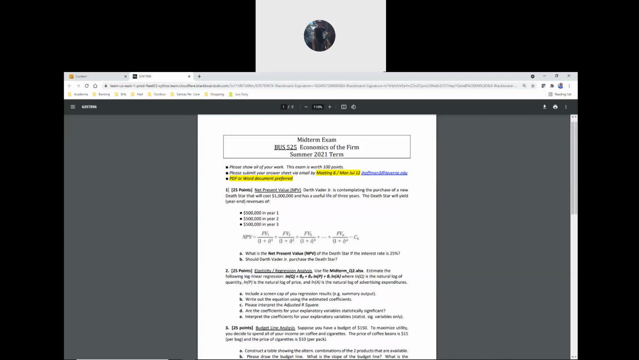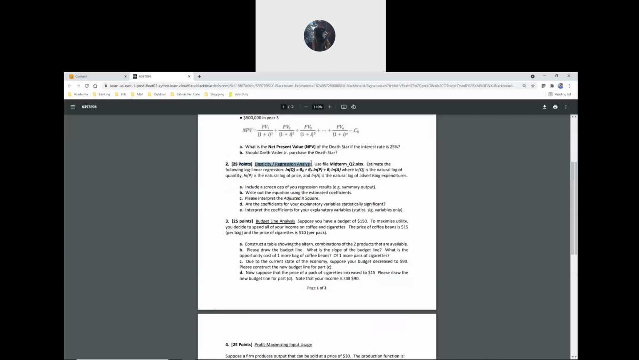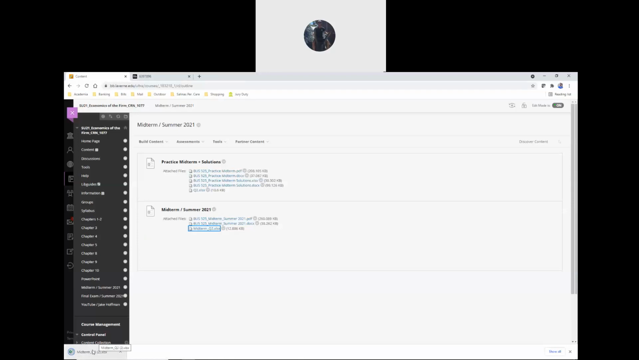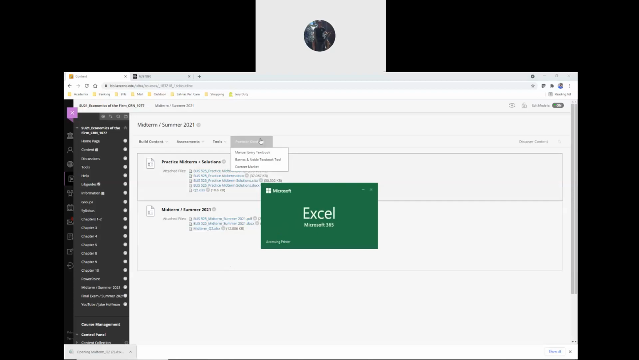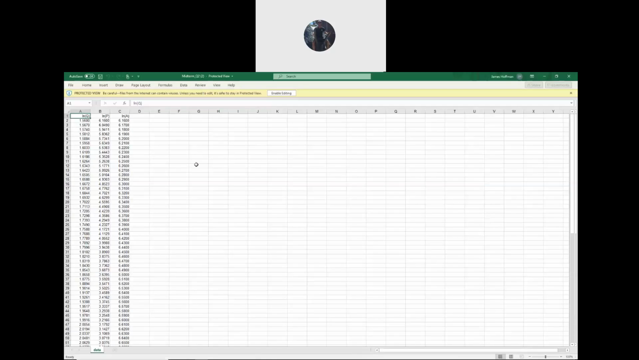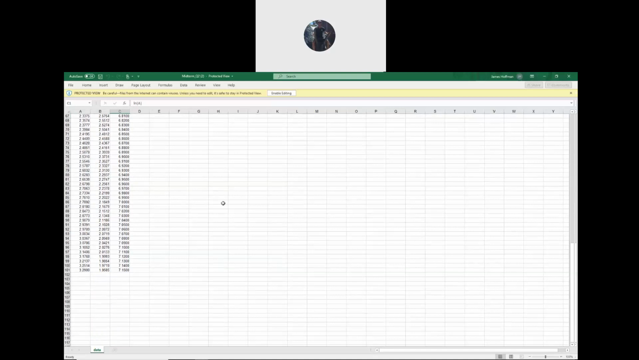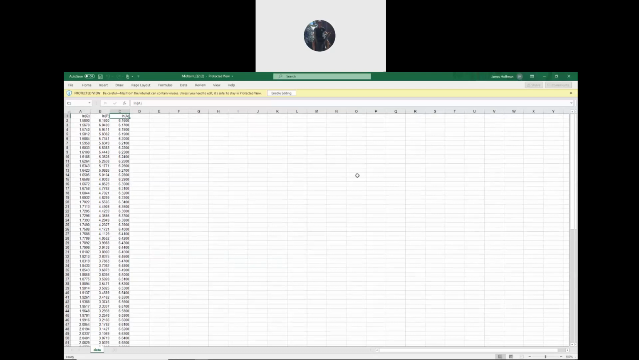Okay, and so you got one question on net present value. You got one question on elasticity where you're going to do a regression analysis. And the data set you're going to use for this one is the midterm underscore Q2, which is right here. So for question 2, just open up this file that I have attached. Okay, here it is. And then here's your data for natural log of Q, natural log of P, and natural log of advertising. So you use this data to do the regression and answer this question. All right, so you take the data set, use data analysis to run a regression, and just answer the questions there.